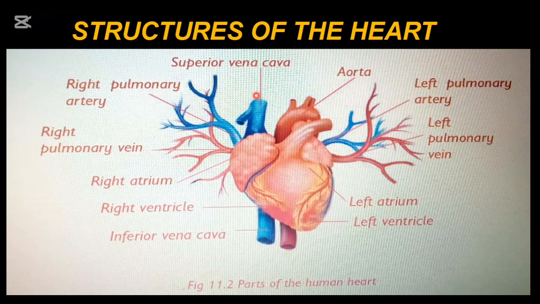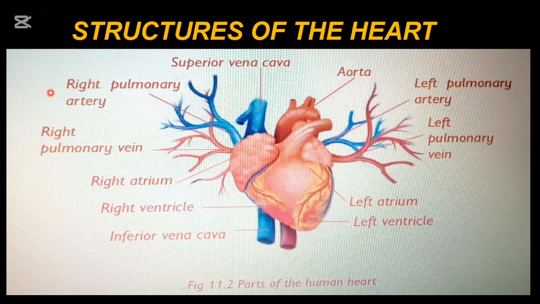And this other blood vessel is called the vena cava. We have the superior vena cava and the inferior vena cava. Vena cava is also a main blood vessel which carries blood from the parts of the body to the heart. This vena cava carries deoxygenated blood. Here we also have the pulmonary arteries. Here we have the pulmonary vein. Here we have the right pulmonary artery, and also the right pulmonary vein.